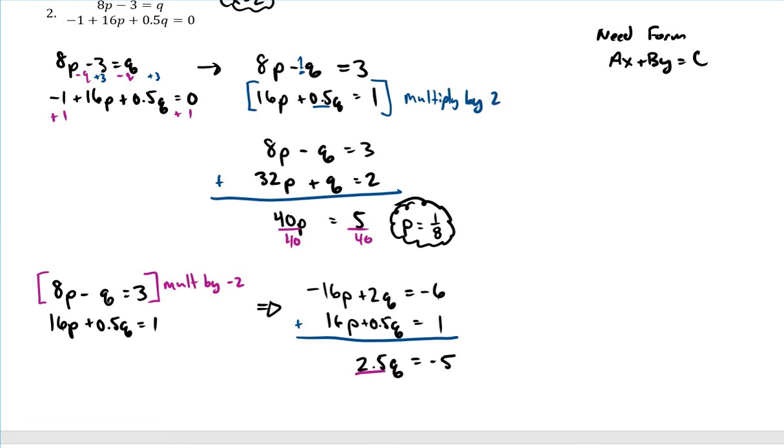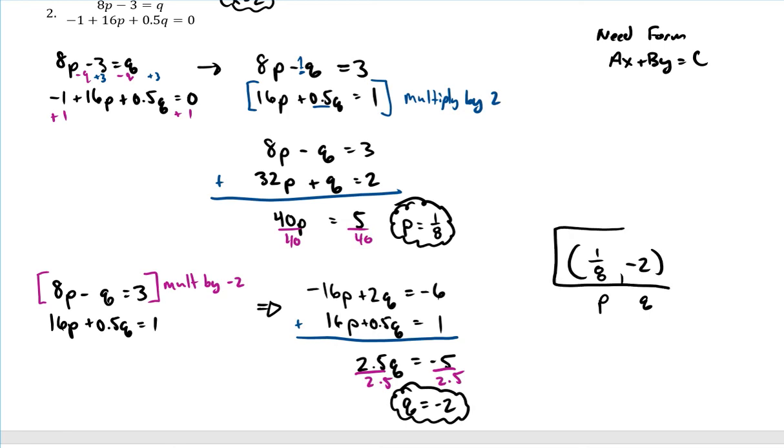And then this does divide nicely. 2.5 goes into 5 2 times, and while it's still negative in the front, like that. Okay, so there's our answers. And then most likely, again, they would want it in the form of a point. So I'm assuming they want it in alphabetical order. So there's our p value, and then there's our q value as our solution.